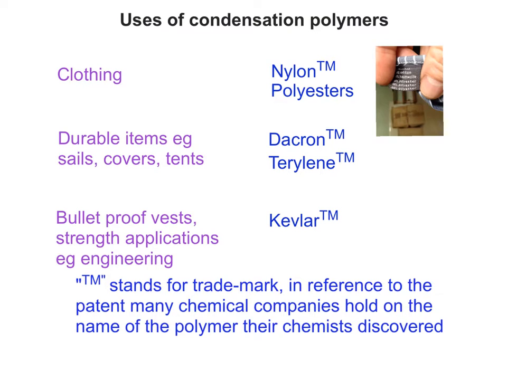And just so you know, the TM next to each of the names stands for a trademark, and basically this is in reference to the patent many chemical companies hold on the name of the polymer their chemists discovered. So Dacron, Terylene, Kevlar and nylon are not the chemical names, they're trade names. There will be actual chemical names that each of those polymers have.